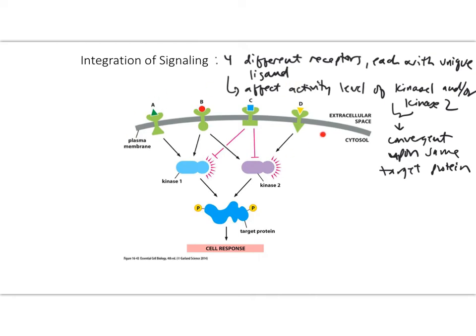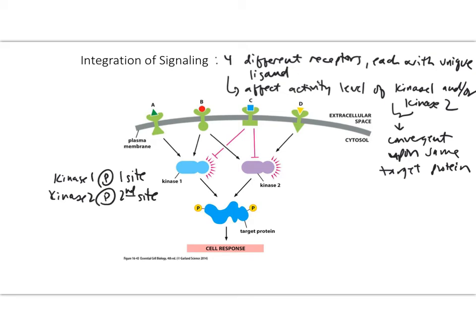All of this, though, all this information up here converges upon one cellular response. So one of the ways that this information can be integrated is that each of these kinases may phosphorylate one site on the target protein. And so let's take that as an assumption. And then kinase 2 phosphorylates the second site.